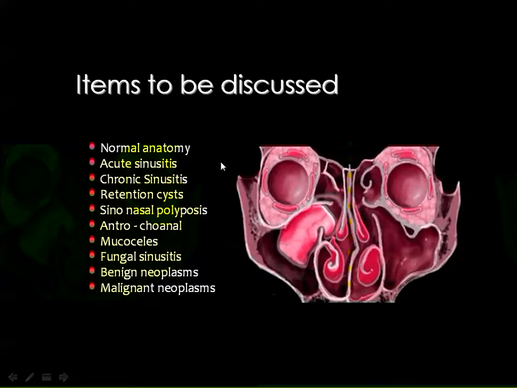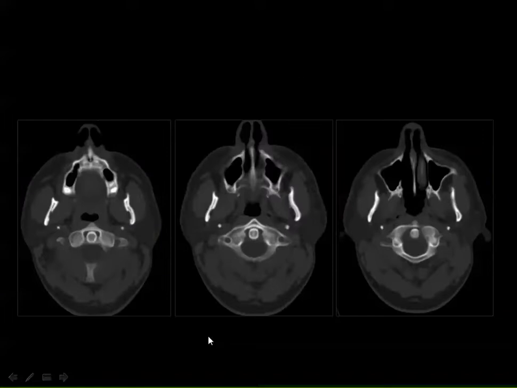And in the paranasal sinuses, we want to discuss these issues. We want to have some knowledge about the anatomy. Then I will show you some examples of acute sinusitis, chronic sinusitis, retention cysts, sinonasal polyposis, antrochoanal polyp, mucoceles, fungal sinusitis, and finally I will finish with the benign and malignant neoplasms of the paranasal sinuses.